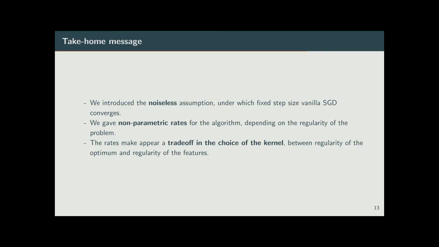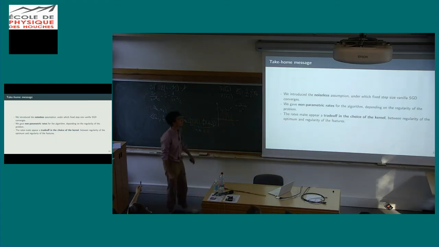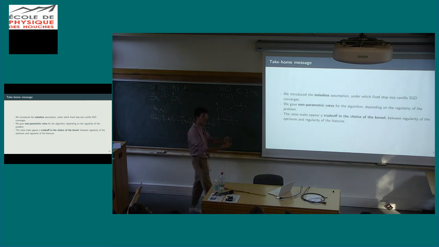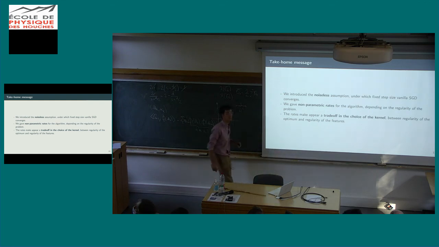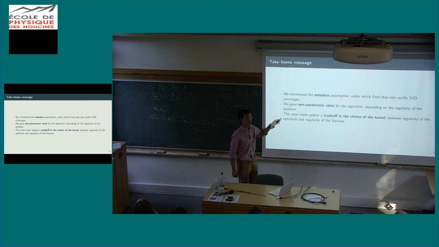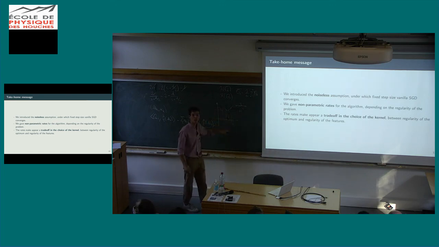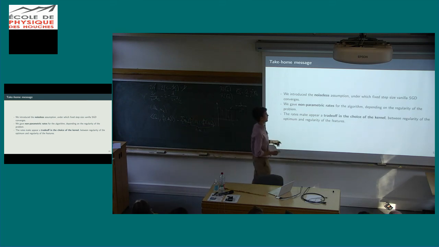Take home message. We introduced the noiseless assumption, which is a surprising assumption under which fixed step size stochastic gradient descent with no explicit regularization converges to the optimum. We have given the rates, and I have to say that they are non-optimal. If you look at the statistical optimal rates for this problem on 0, 1, we know that we can do faster. So there may be smarter things to do, but still it's a good baseline.